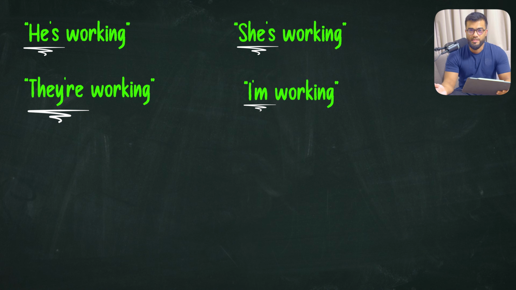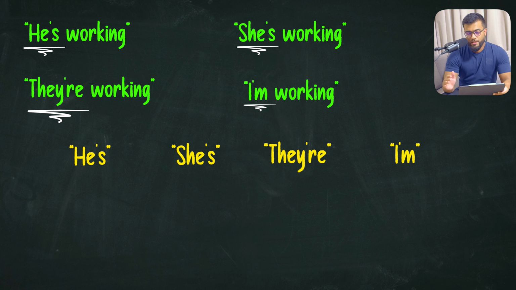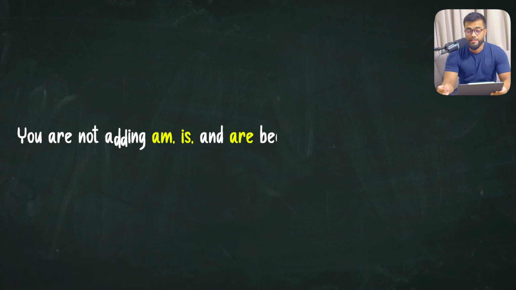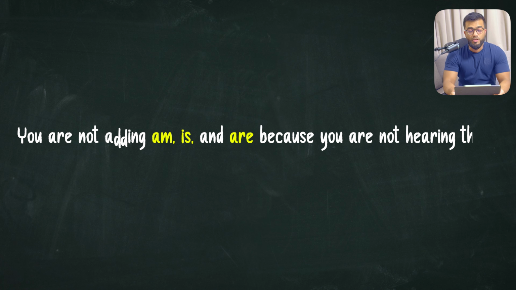It becomes one sound. He's, she's, they're. Your ear was never trained to hear that sound, so you don't hear it, so you don't say it. And then the sentence sounds wrong, and you don't know why. So a quick summary. You're not adding the verb to be, am, is, and are because you're not hearing them. Hear it first, say it second.